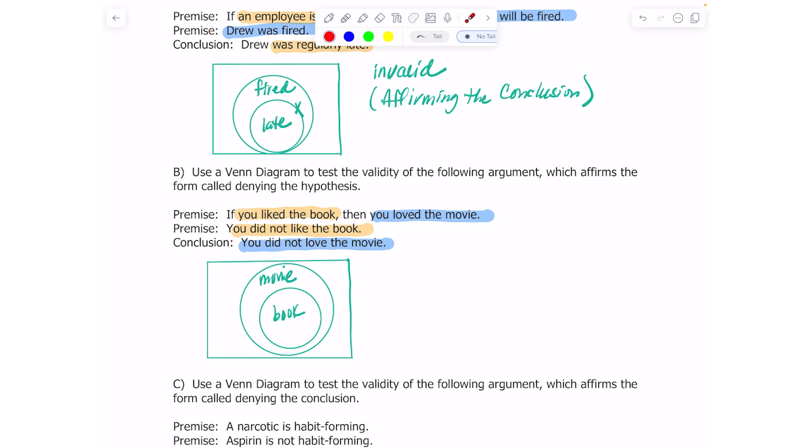Okay. You did not like the book, so I can't put the X in here. You also did not like the movie. You did not love the movie. So the X needs to go out here. Since it's placed on the border, the reason is because the premise does not tell us whether you loved the movie. So this is an invalid argument. And the reason it's invalid is denying the hypothesis.